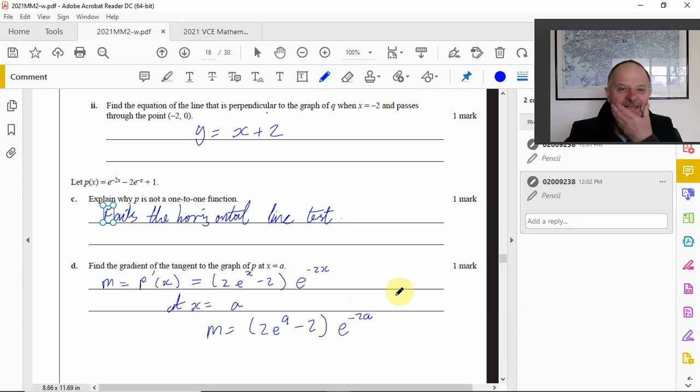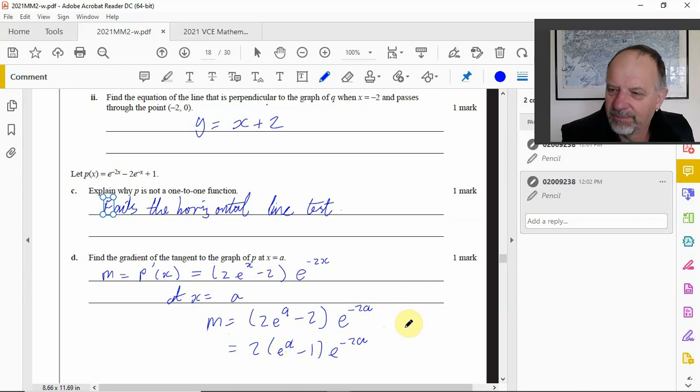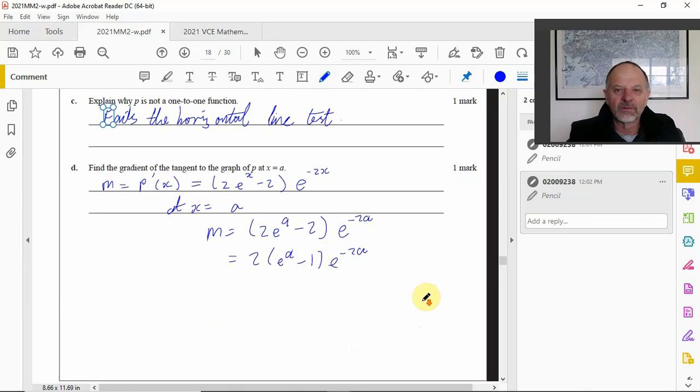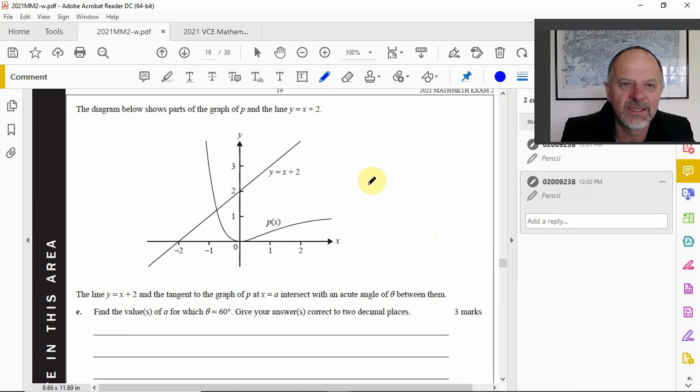All right, so there we are for part D. Now, there's also a factor of 2 that can come out, e to the a minus 1, e to the minus 2a. All right, so there's part D. So now we're moving on to part E, which we've already kind of, well, I used that graph before. Now it says the diagram below shows parts of the graph of P. Yep, and the line y equals x plus 2.